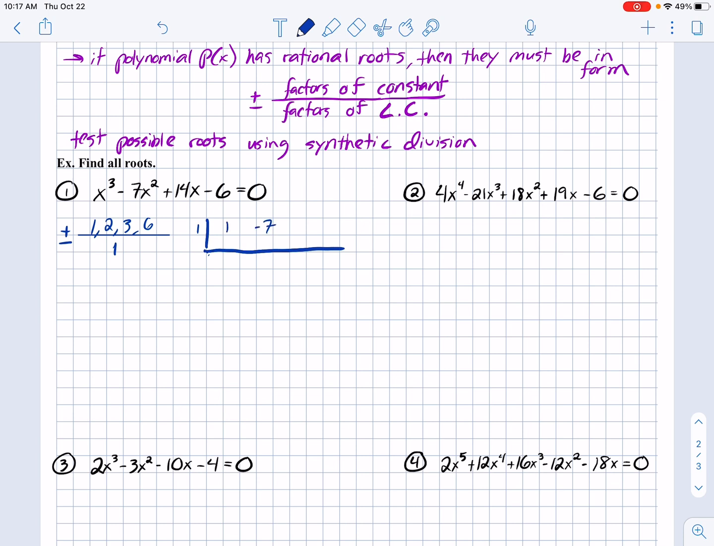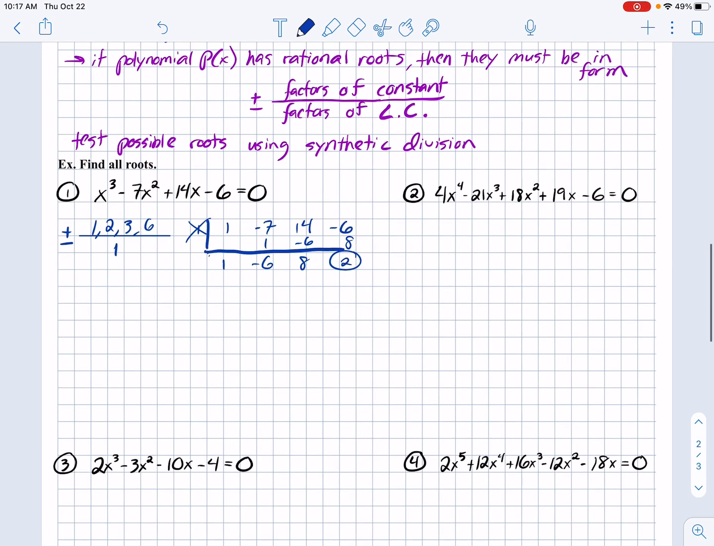So let's test using synthetic. 1, -7, 14, and -6. Add down, multiply across. 8. Shoot, we get a remainder of 2, which means 1 is not one of the roots here. It's not going to work. So instead, let's try another. And you're going to keep testing until you find one that works.